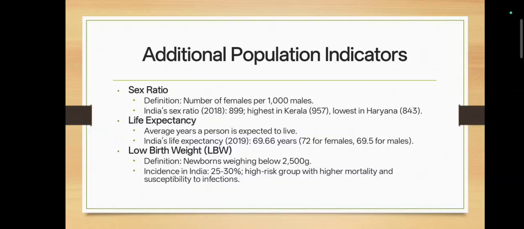Next are additional population indicators. Other population indicators also tell us important stories. In India, the sex ratio in 2018 was 899 females per 1000 males, with Kerala having the highest ratio and Haryana the lowest. Life expectancy in India was 69.66 years in 2019, slightly higher for females than males. Low birth weight is defined as newborns weighing less than 2500 grams, which affects 25 to 30% of births in India, placing infants at higher risk of mortality and infections.